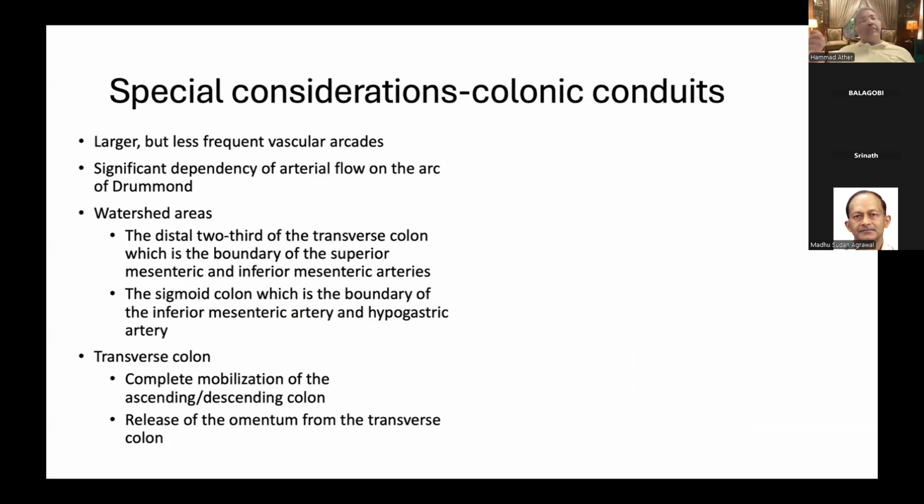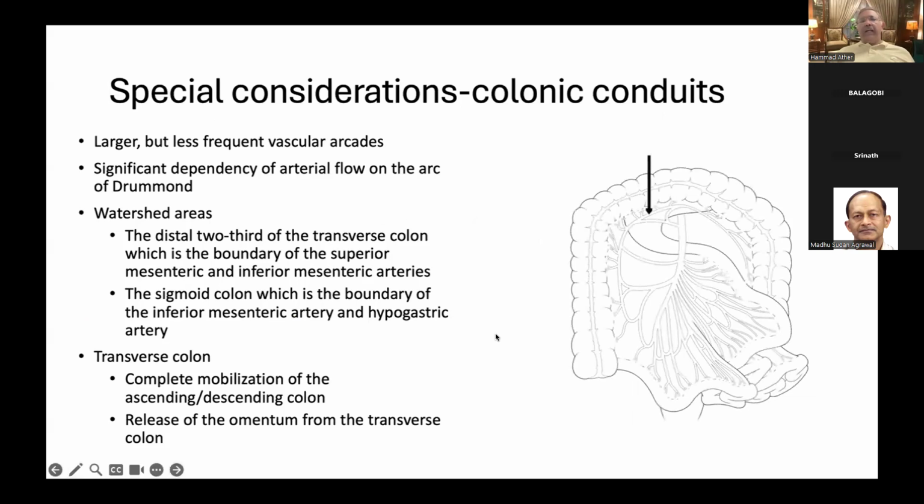Colonic diversions are not very commonly done, so it's important that we understand the very special situations in colonic diversion. We know that the mesentery of the colon is large, but infrequent compared to ileum. And the blood supply is essentially dependent upon the arterial flow coming from the arc of Drummond, which is arcuate arteries providing the flow.